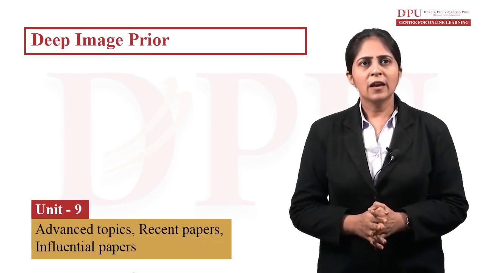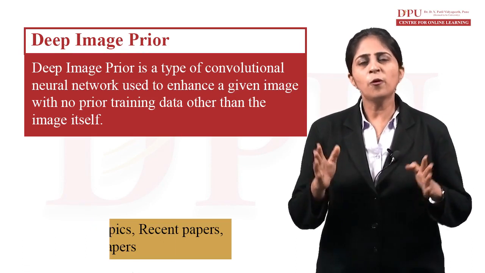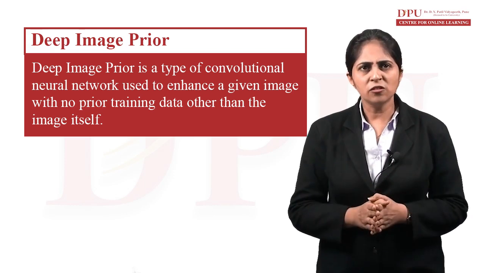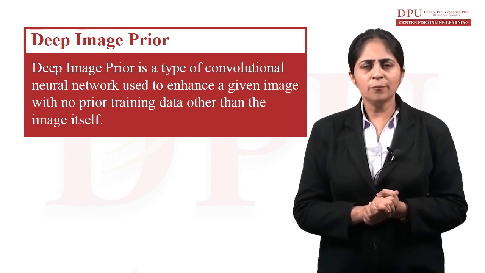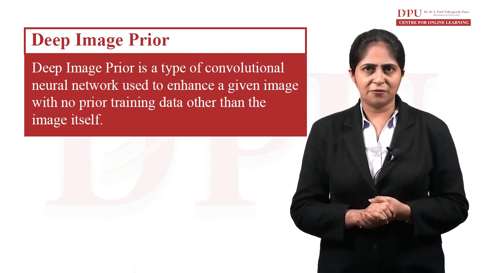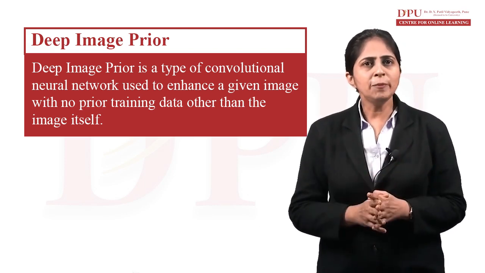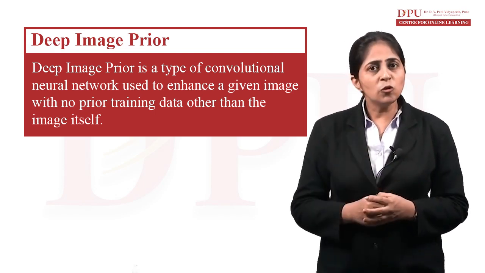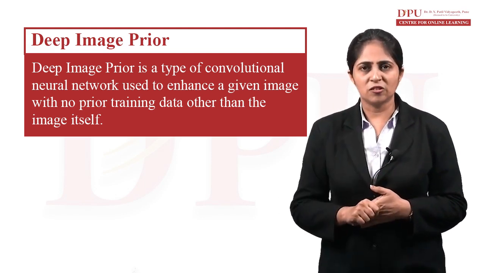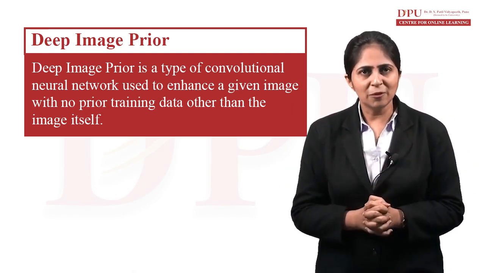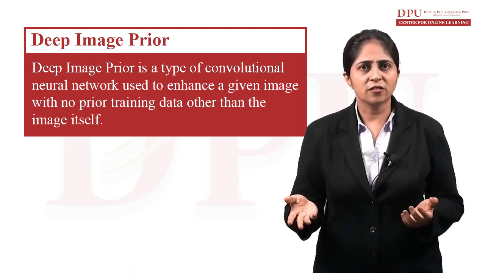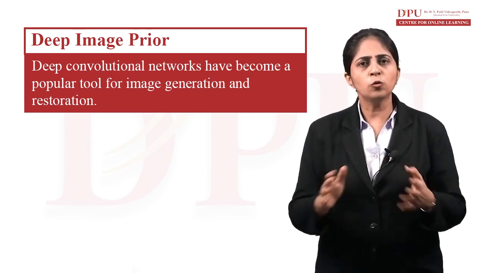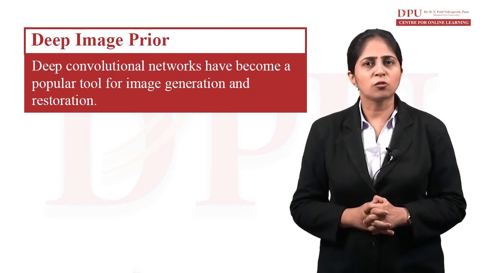Deep image prior is a type of convolutional neural network which is used to enhance a given image with no proper training data other than the image itself. So basically, deep image prior is a type of CNN which is used to enhance a given image. We will be providing a particular image and it has to be enhanced. Deep convolutional neural networks have become a popular tool for image generation and restoration.